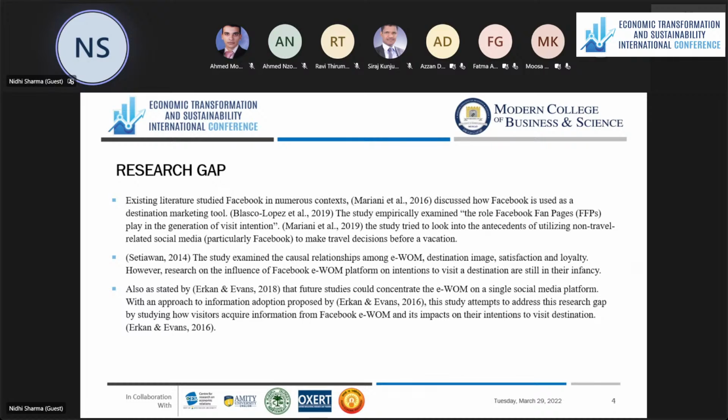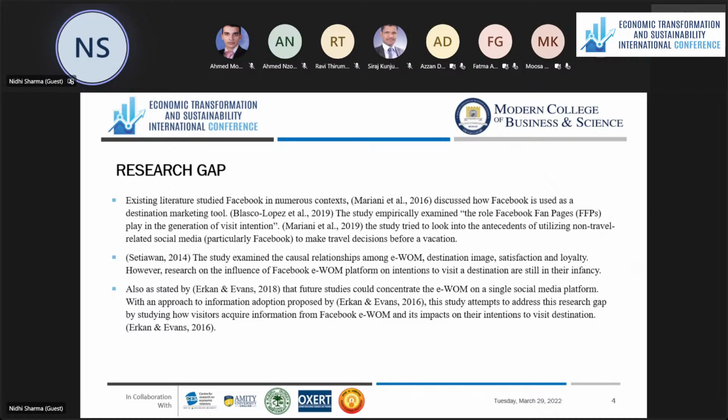One study conducted by Marini in 2016 discussed how Facebook is used as a destination marketing tool, and another study done in 2019 empirically examined the role Facebook fan pages play in the generation of visit intention. And another study by Miriani in 2019 tried to look into the antecedents of utilizing non-travel related social media to make travel decisions before a vacation. Then another study examined the causal relationship among EWOM, destination image, satisfaction and loyalty.